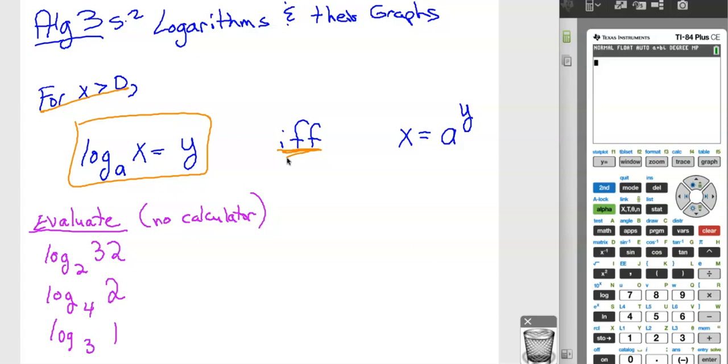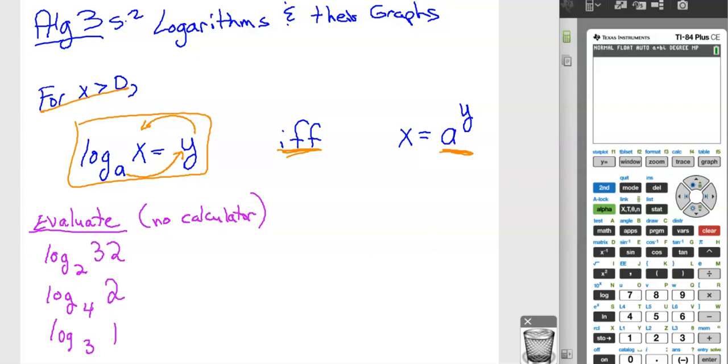And if you look at that, you're like, well, what does that even mean? Well, you should remember how to do this. You take the base and you raise that to the y power. So literally a to the y power equals x. So you're going counterclockwise. You start with the base, raise it to that y power, and that equals x. And how does that help?